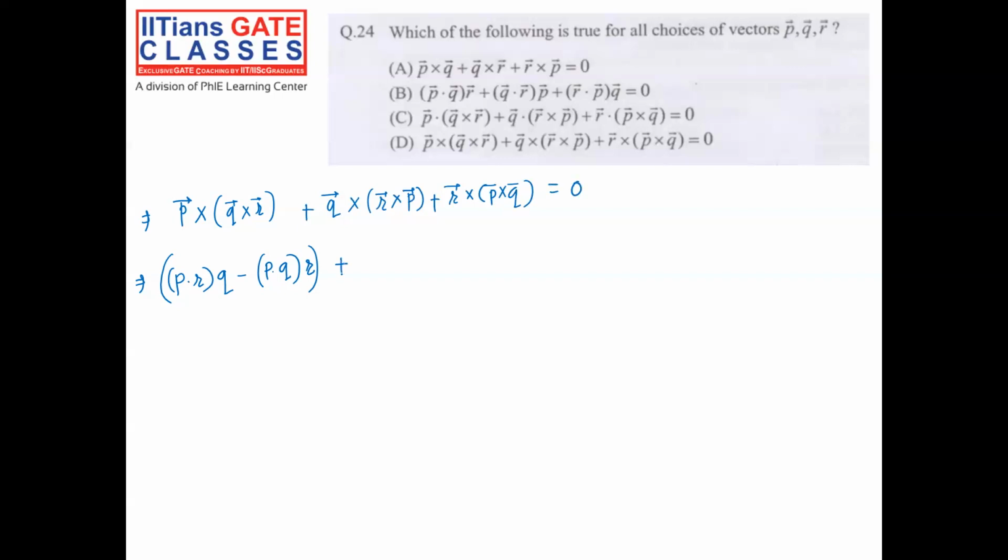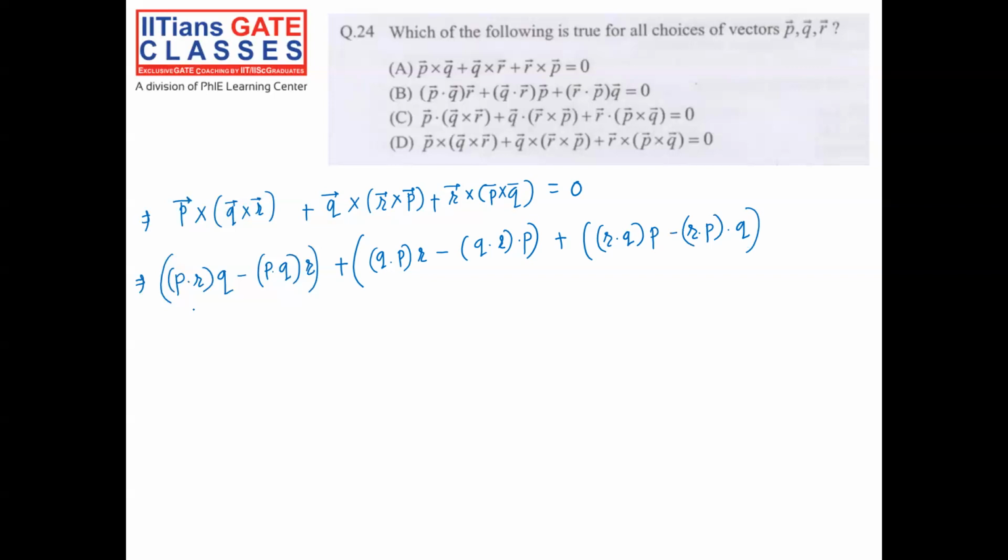So the second term would be Q dot P into R minus Q dot R into P, and the last term would be R dot Q into P minus R dot P into Q. Okay, so if you focus on all these 6 terms, basically 3 major terms, and in each we have 2 terms, so a total of 6 terms are there. They will cancel out with each other.